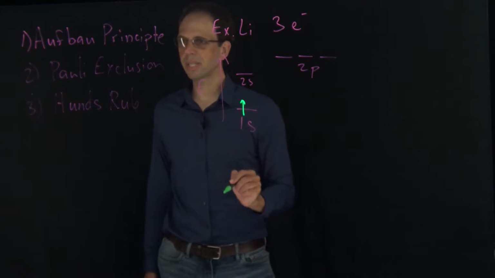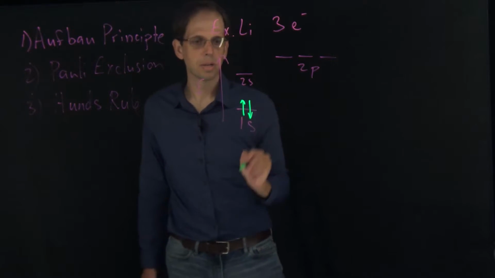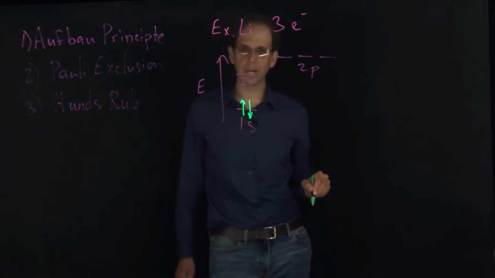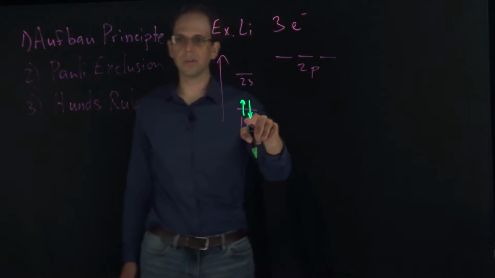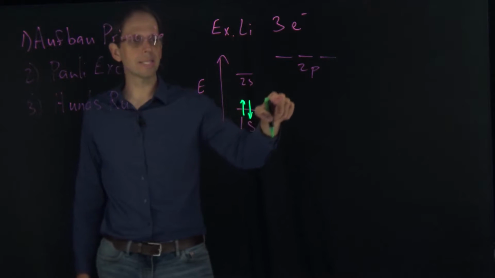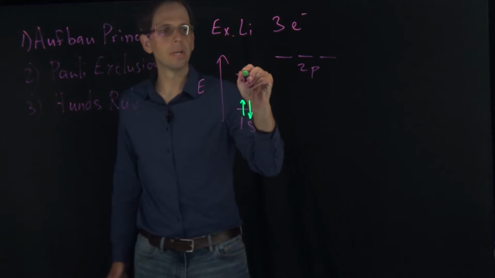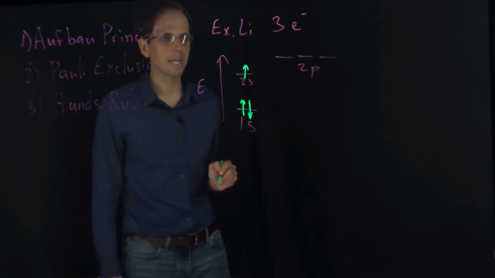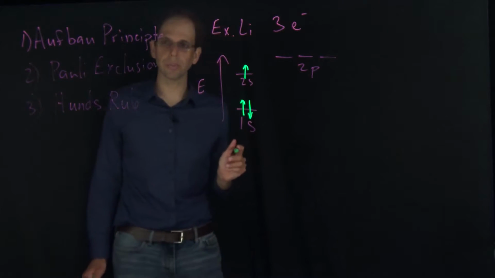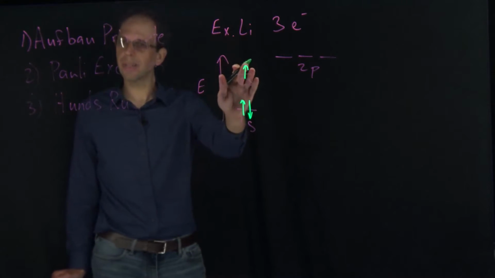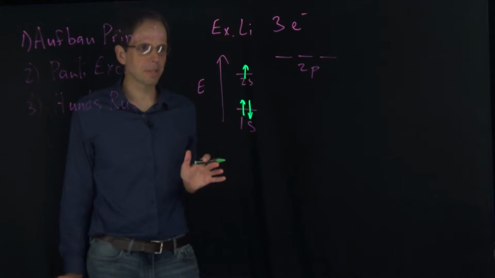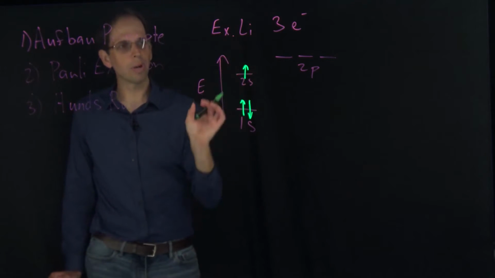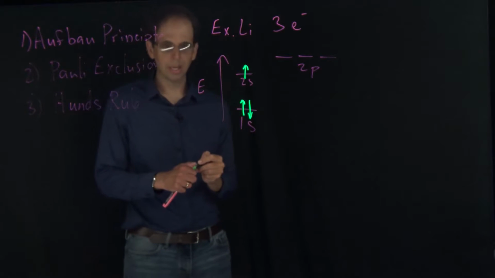And then Pauli Exclusion says I need to pair them. So I've now paired up 2 electrons in the 1s orbital. That orbital's full. And so now my next one has to go in the next lowest orbital, which is the 2s. So I'm going to draw it as a spin-up electron in the 2s orbital. It doesn't actually matter whether I draw that as spin-up or spin-down. That's arbitrary. The key point is that I have 1 electron in the 2s and 2 in the 1s.